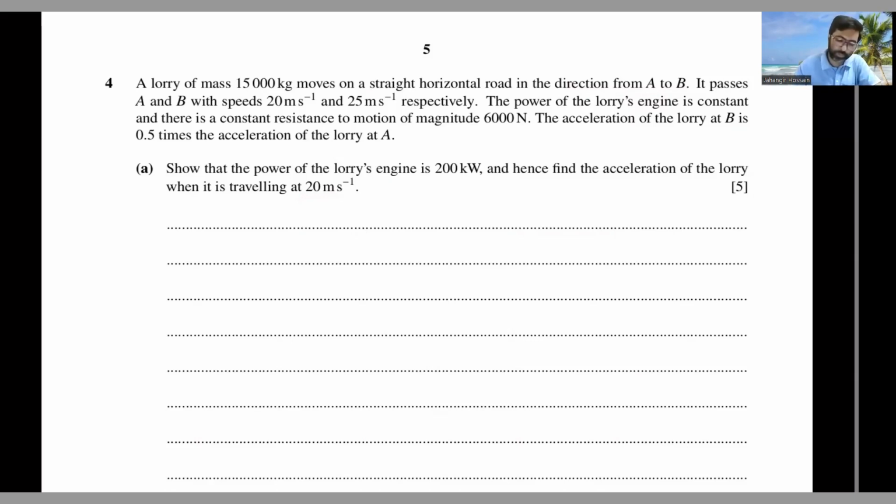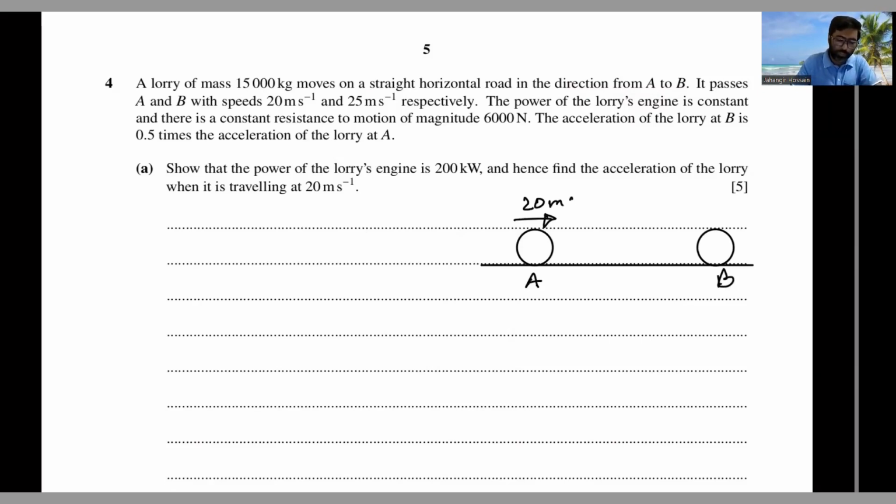So what we see here is that it is moving along a straight horizontal road, and at A we consider the acceleration while passing through A. Let's say this is point A, this is point B, and it is moving towards B.